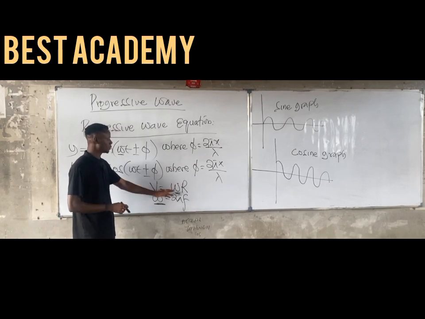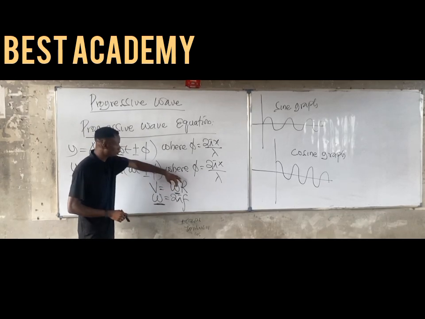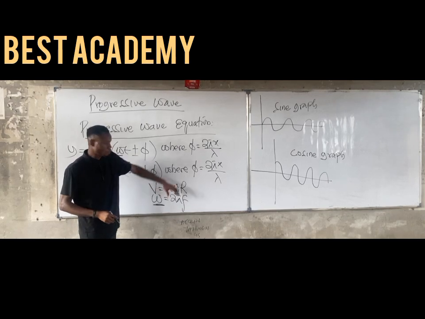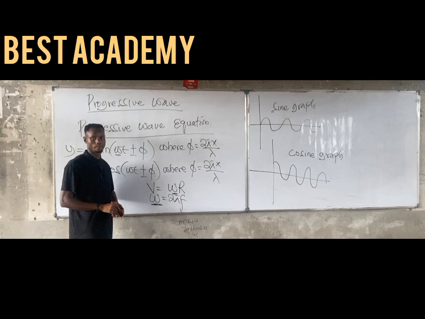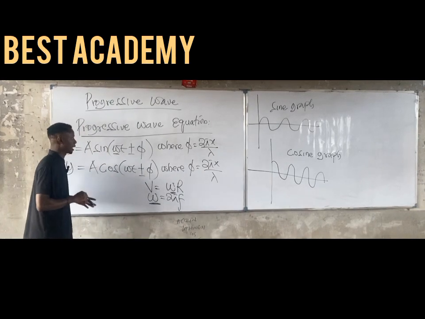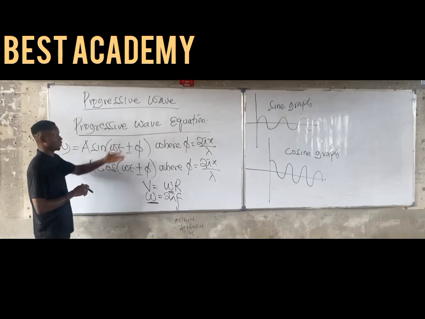If you are relating omega with velocity, it's going to be angular velocity. That is this omega here. But when you are relating it with frequency, it's going to be angular frequency. Okay. But let's try to know more again about this particular progressive wave equation here.